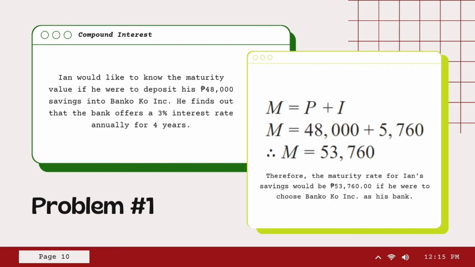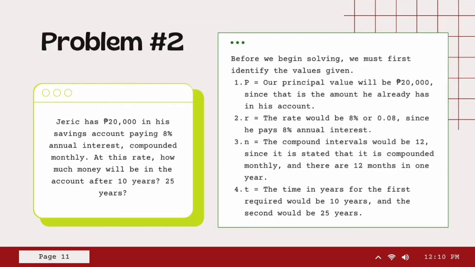First, we substitute the values. It becomes M equals 48,000 plus 5,760. Next, we do the necessary operations. Thus, M is equal to 53,760. Therefore, the maturity value for Ian's savings would be 53,760 pesos if he were to choose Banco Co. Incorporated as his bank. Problem number 2.